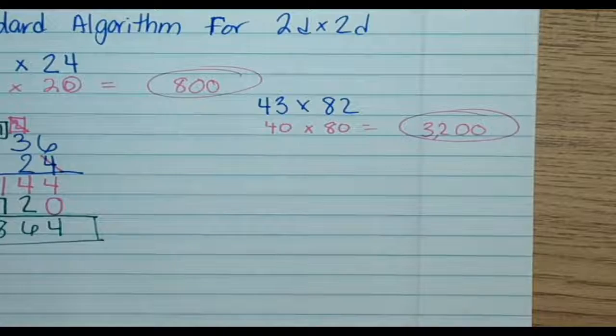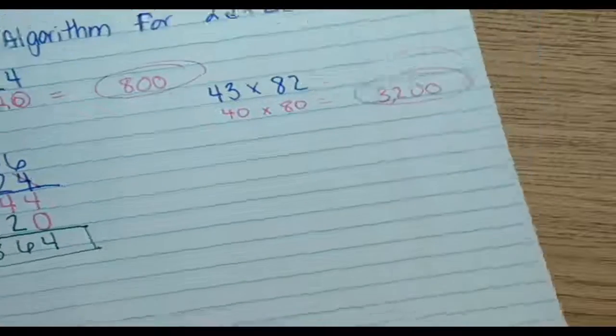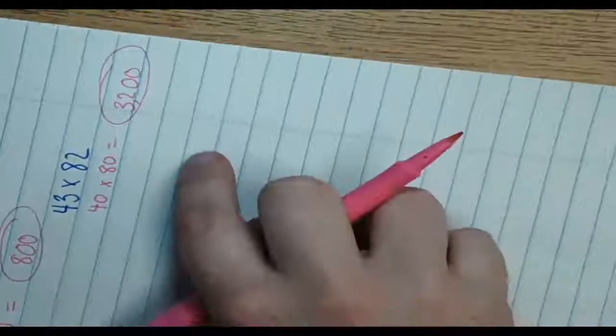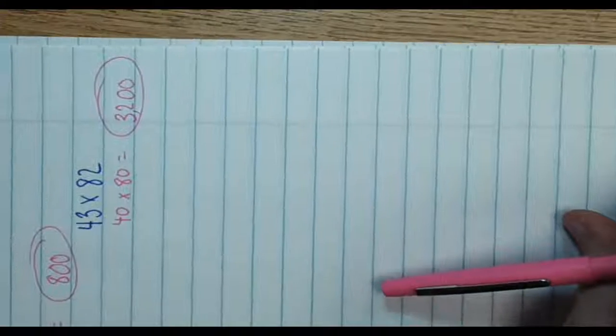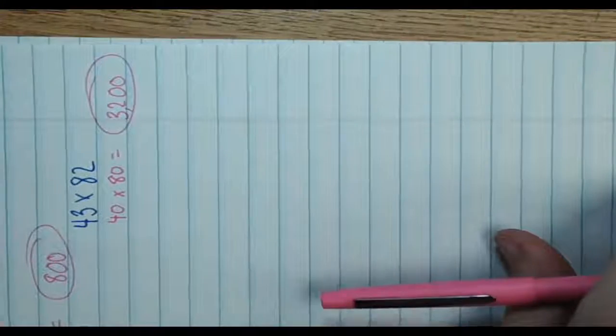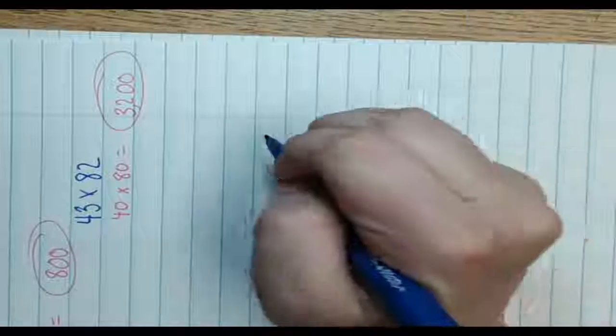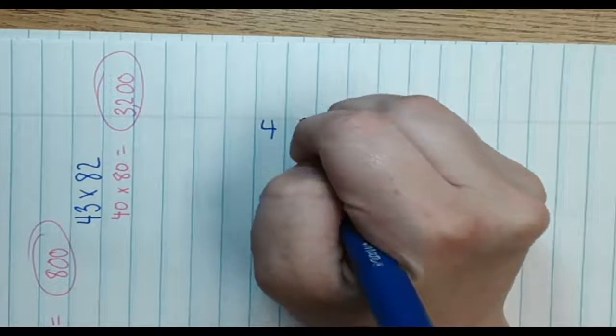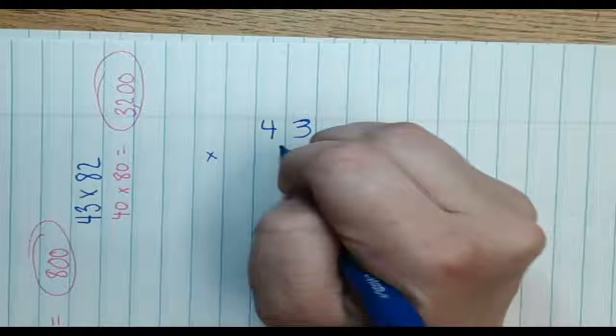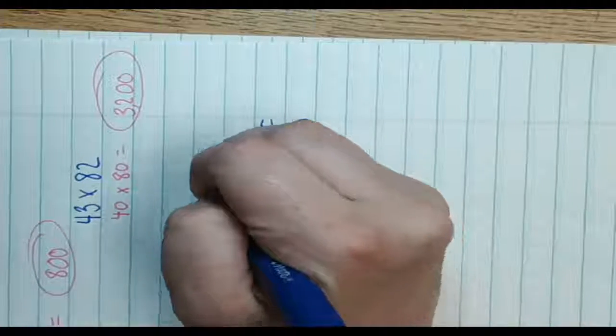For this problem, I'm going to go ahead and turn my paper to use the lines on the paper, the rows, and I'm going to make them columns, just in case you struggle with keeping your digits lined up in their place value. So I'm going to rewrite the problem. 43 times 82.